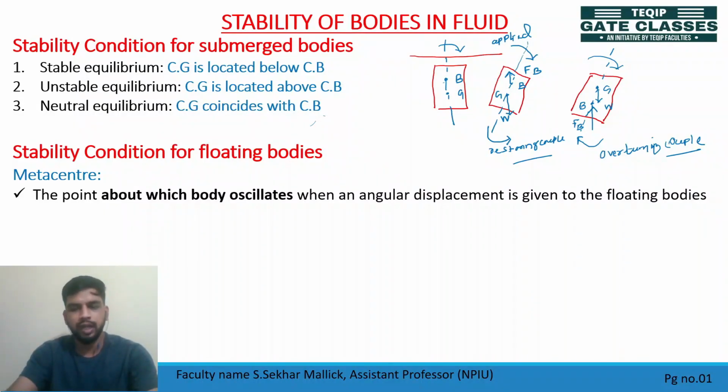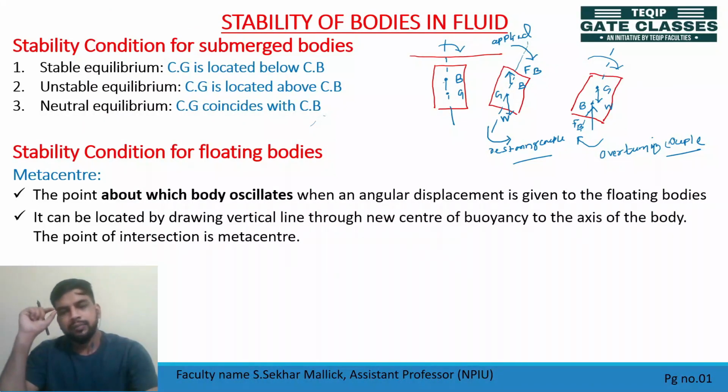So the next task is how to locate the metacenter. Where is the metacenter, and how do we find it? It can be located by drawing a vertical line through the new center of buoyancy up to the axis of the body. The point of intersection is the metacenter.